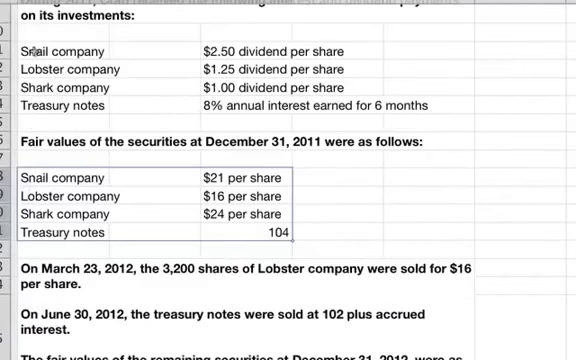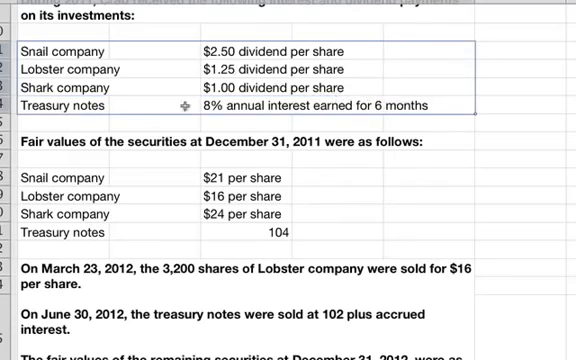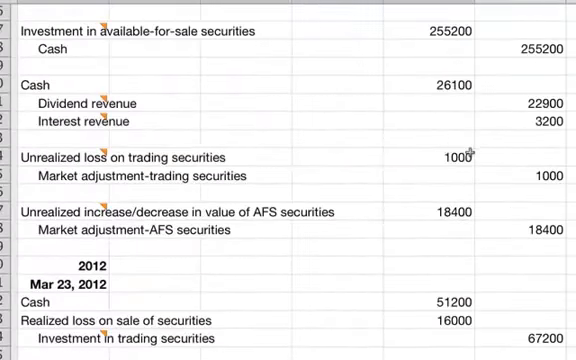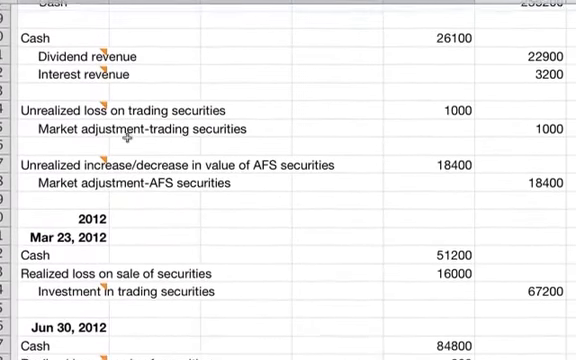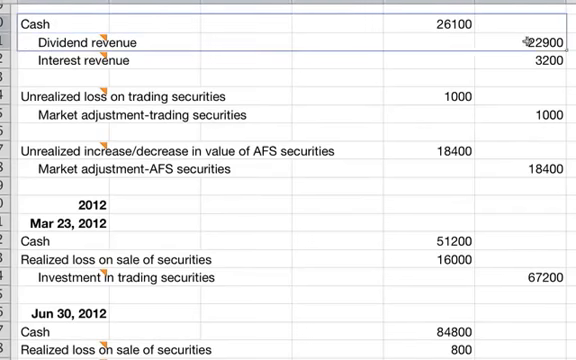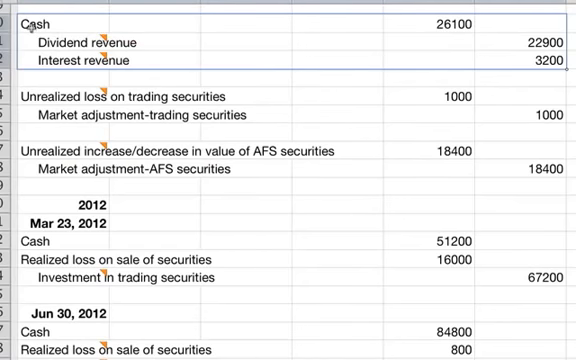Now this is reflecting our dividend and interest payments that are right here. These interest and dividend payments we received in 2011, and that's what this entry is explaining right here. So first we have cash for 26,100. We have dividend revenue for 22,900 and interest revenue for 3,200.